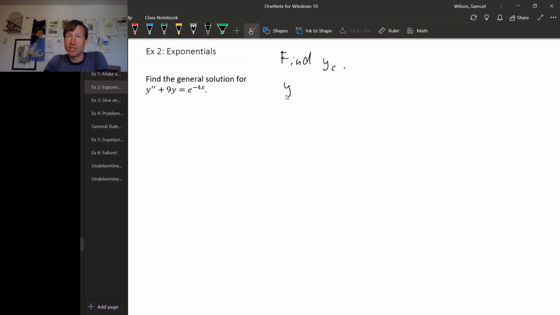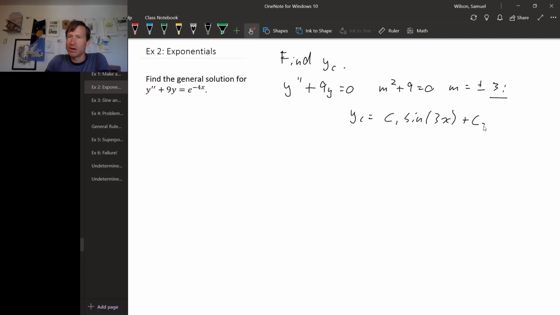The associated homogeneous equation is y double prime plus 9y equals 0. The characteristic equation for this is m squared plus 9 equals 0. Solving this for m gives plus or minus 3i. Because this is purely imaginary, our complementary solution will be a combination of sines and cosines: some constant times sine of 3x plus some other constant times cosine of 3x.